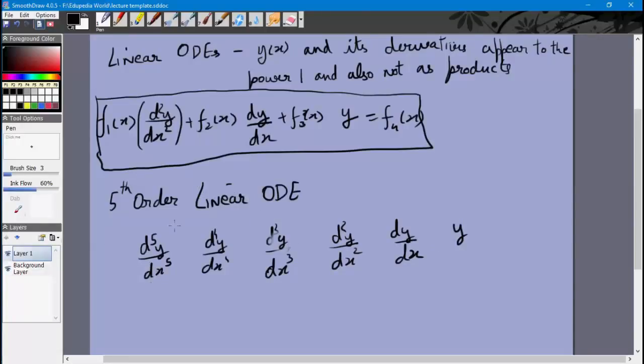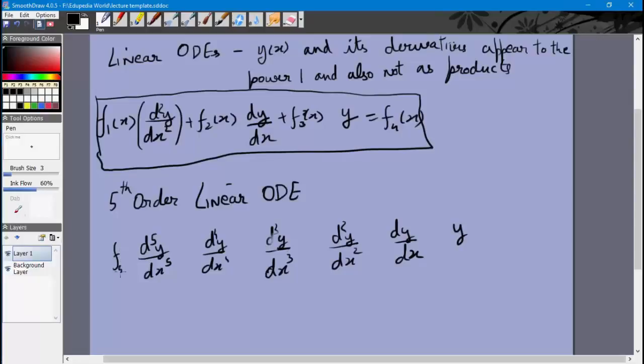You could have this term multiplied by this term multiplied by the square of this term plus the sine of this term multiplied by the cos of this term. You could have a whole set of combinations. But if it is linear, they will only occur to the power 1, and they will not occur as products. That means there is only one possibility. They will occur as sums, and they will have functions of x as coefficients.